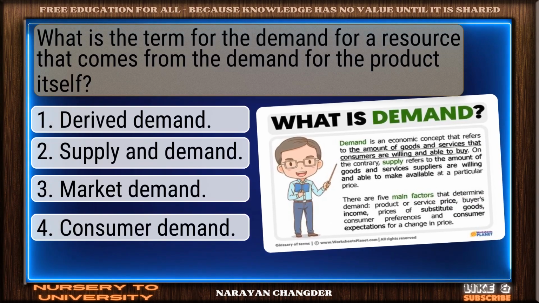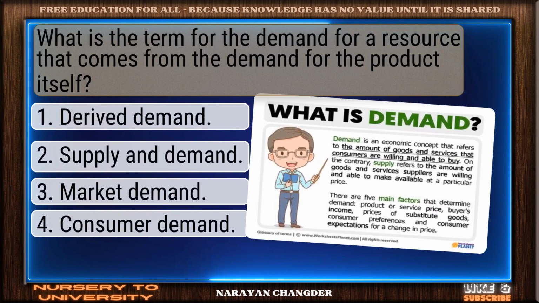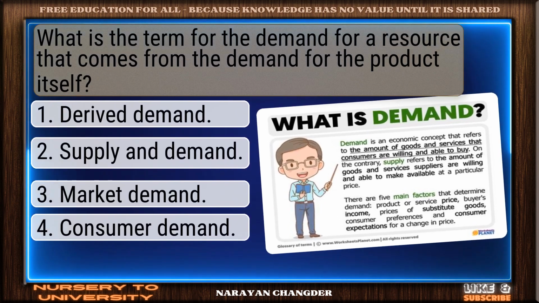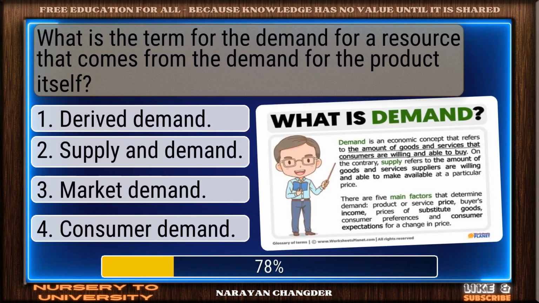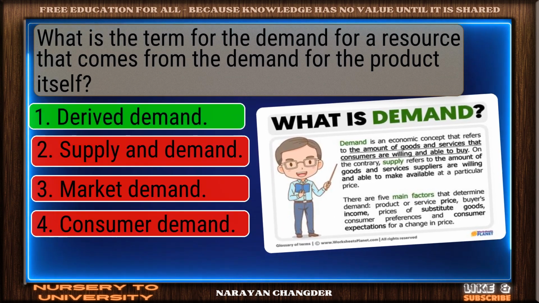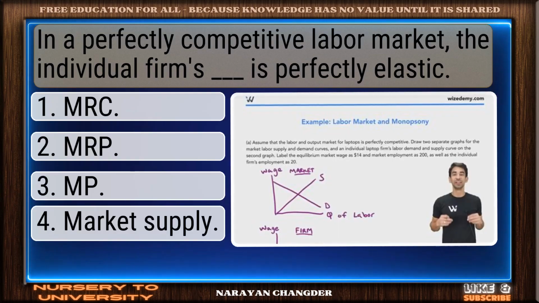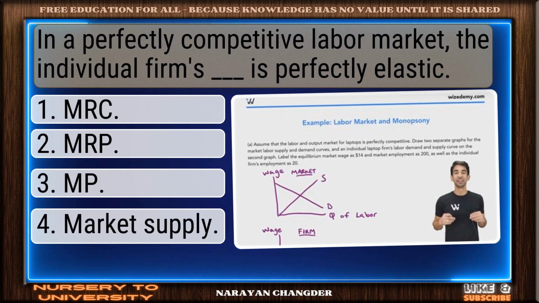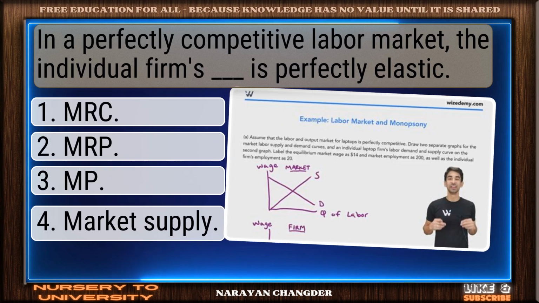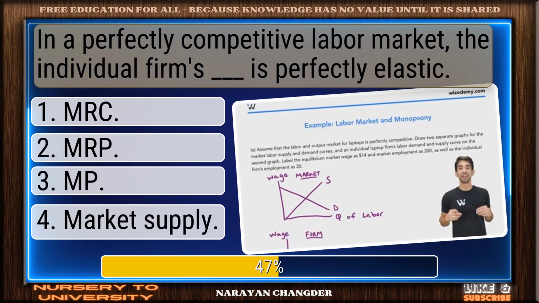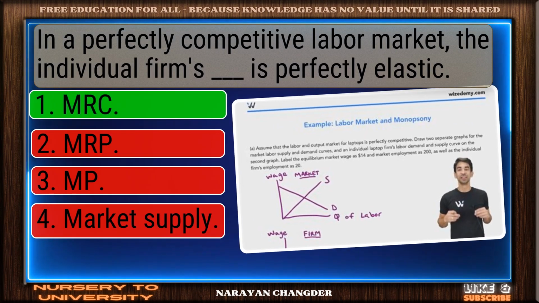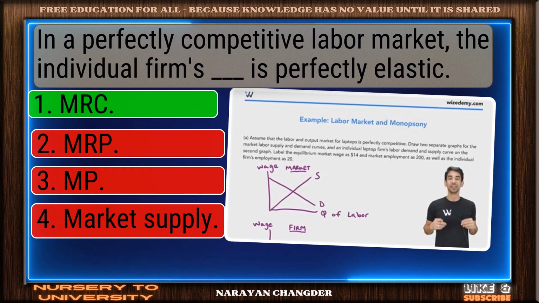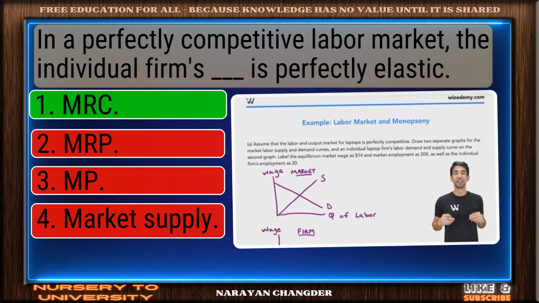What is the term for the demand for a resource that comes from the demand for the product itself? Great job. Derived demand is the accurate answer. In a perfectly competitive labor market, the individual firm's dash is perfectly elastic. Exactly. MRC makes sense and it is the right choice.